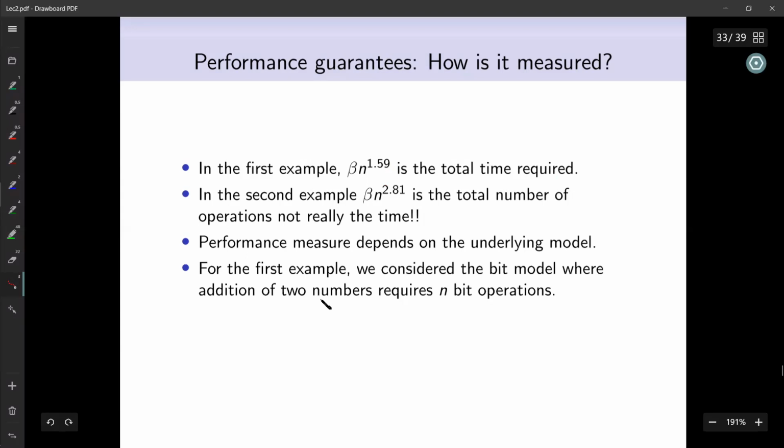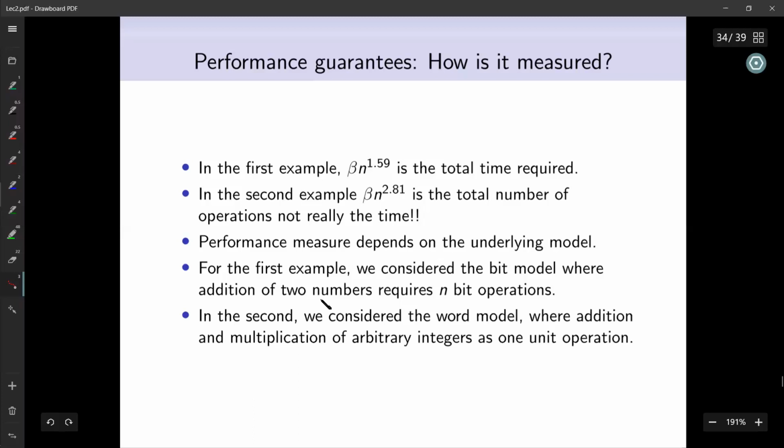Whereas multiplication itself could require so much time. So the overall time could be this times this, so n to the 2.81 times n to the 1.59, right? But it's okay, in the sense that the point is the two models are different. So the performance measure depends on the underlying model. For the first example, we consider the bit model where addition of two numbers requires n bit operations. Whereas for the second one, we consider the word model where addition and multiplication of arbitrary integers is considered one unit operation. Now you may ask, what is the right model? Tell me the right model. I'm totally confused.